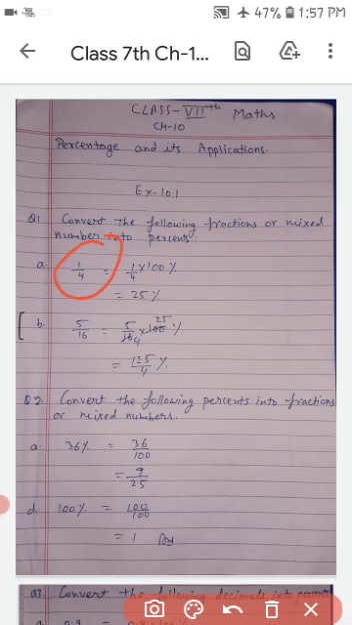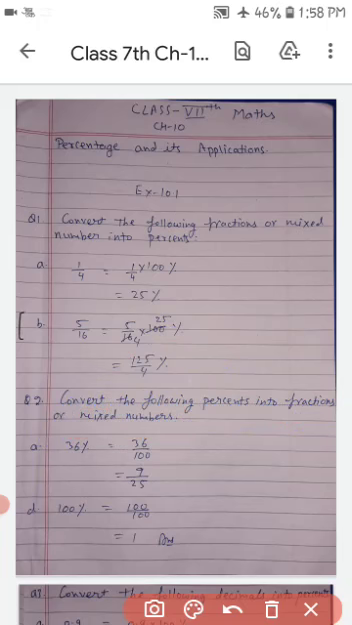1/4. 1/4 multiply by 100, write here the percentage sign. Now 4 into 25 is 100, answer is 25%. Now 5/16 multiply by 100, write here the percentage sign. 125.4%.